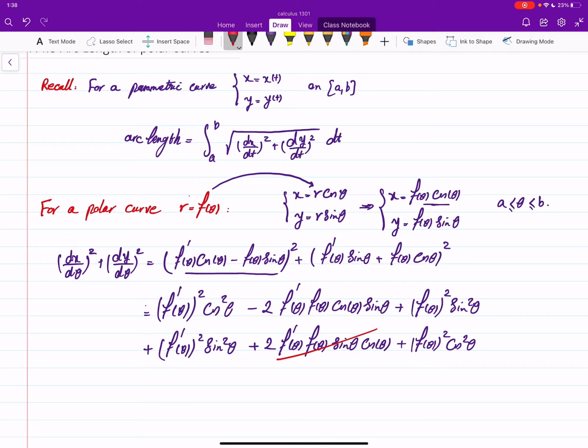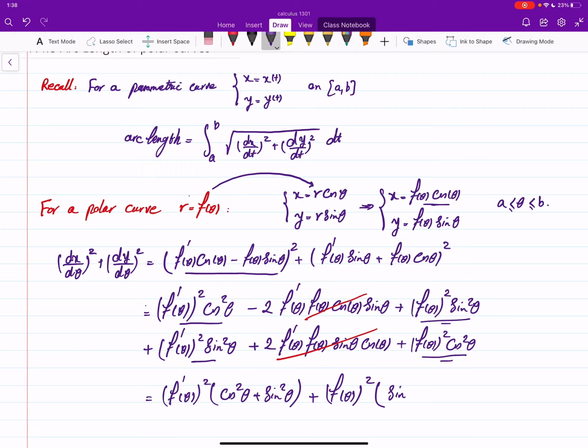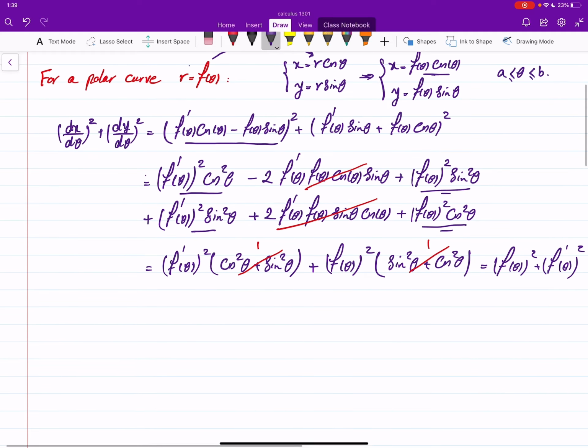Now, there are good simplifications here. You see, this and that are the same terms with negative sign, so they will cancel. And when I look at the first term of each one of these, I can factor out f prime theta squared. Then the remaining will be cosine squared plus sine squared theta. Plus, I do the same thing for the last two terms. So if I factor out f squared, then there will be sine squared theta plus cosine squared theta. Well, sine squared plus cosine squared, we know that is 1. So what we found is that this is going to be the function itself squared plus the derivative of the function squared.